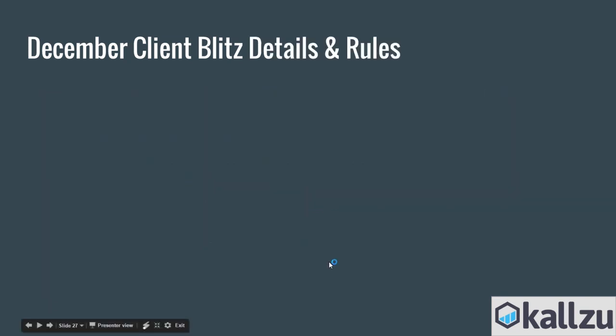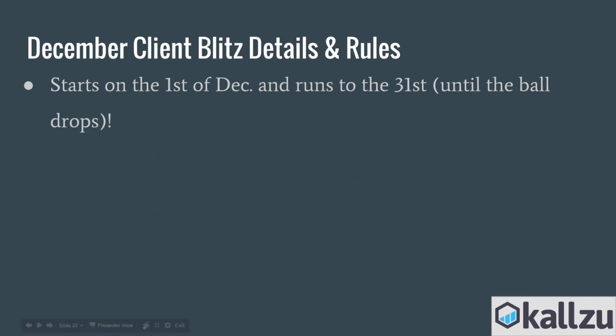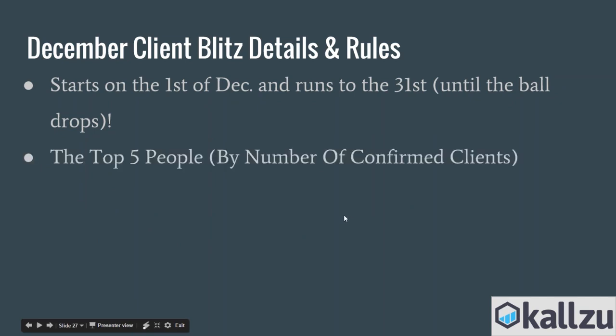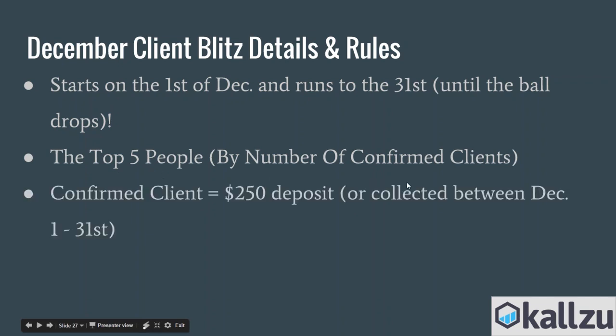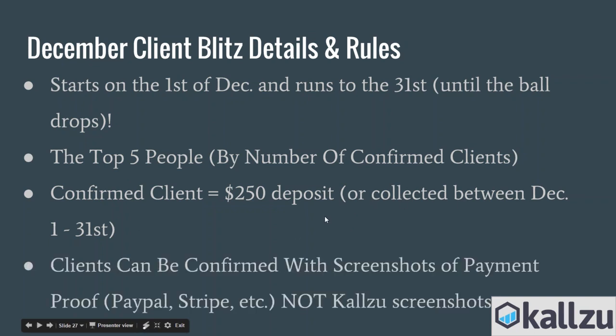So the details and rules, just so you know how to qualify. It starts on the 1st of December, runs through the 31st until the ball drops. And I do mean that literally. Like, as soon as it turns 12:01, Jan 1, contest is over. Okay, so you want to have your submissions in before then. The top 5 people by number of confirmed clients get to go to Vegas. Okay. And a confirmed client, what does that mean? That means $250 deposit or $250 total that's collected between December 1st and the 31st, okay?